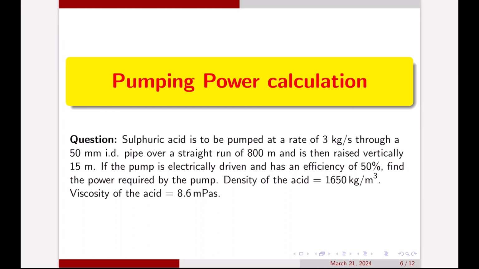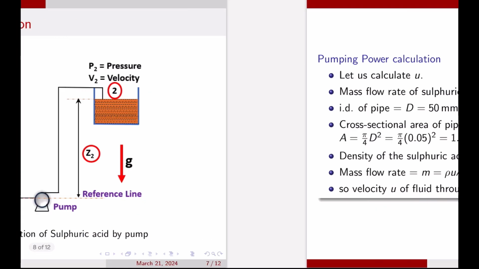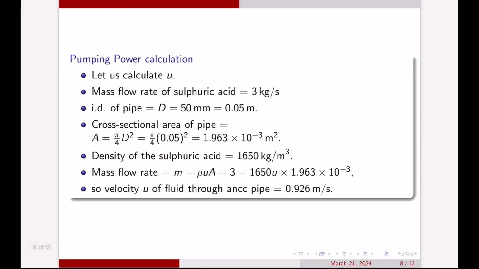Density of the acid is 1650 kg per meter cube. Viscosity of the acid is 8.6 millipascal second. Now here is the diagram. So transportation of sulfuric acid by the pump. Now data given. So now we are going to calculate pumping power.